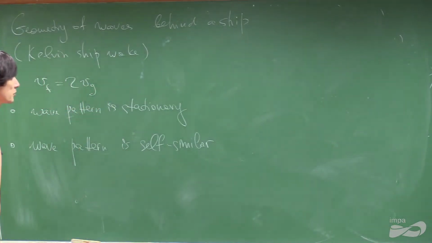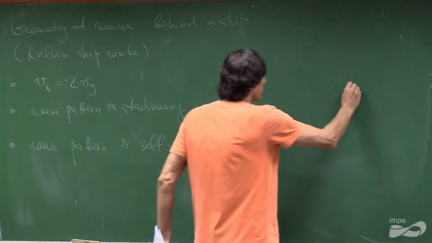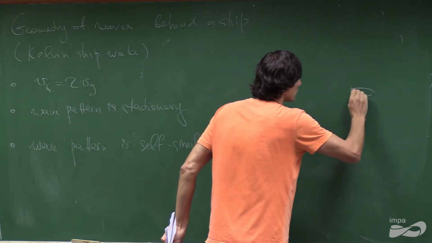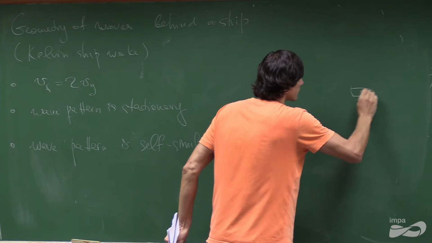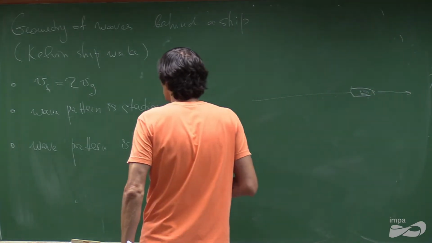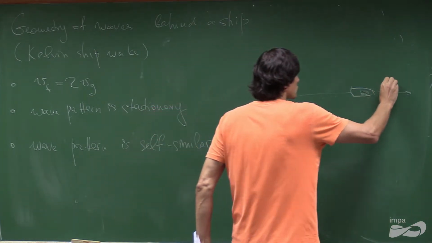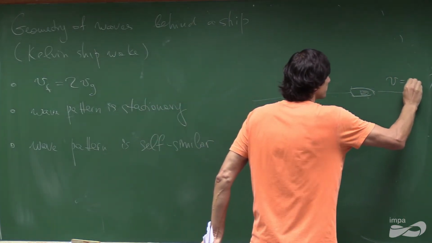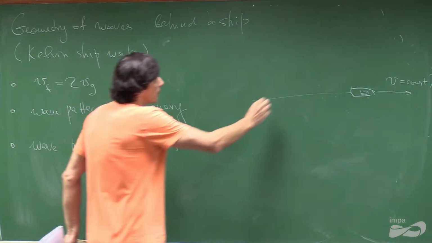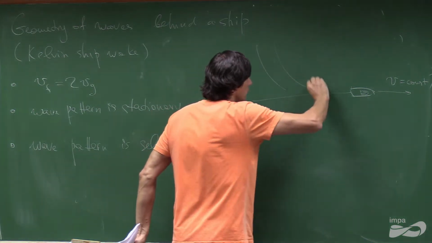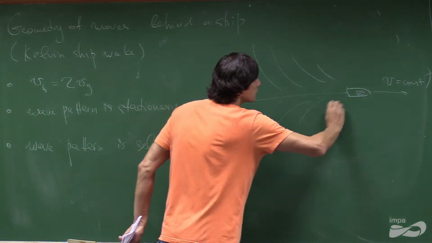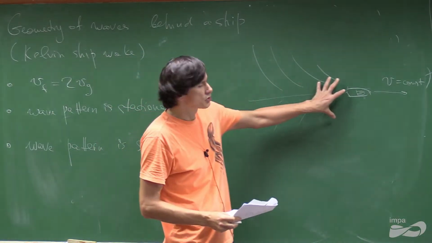So what does it mean? Having the ship, this is a top view, which is moving. The ship moves with a constant speed. The pattern of the waves is stationary. So it means that this pattern, which you see behind, is just moving together with the ship.